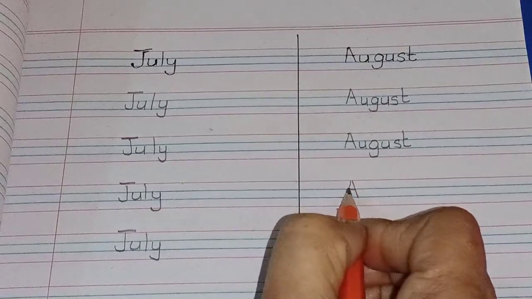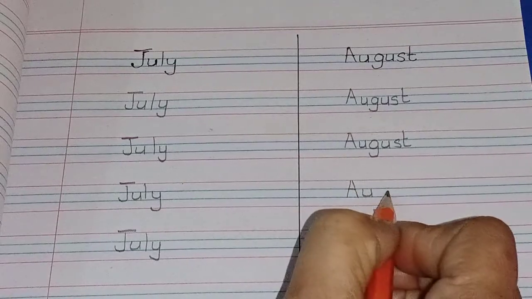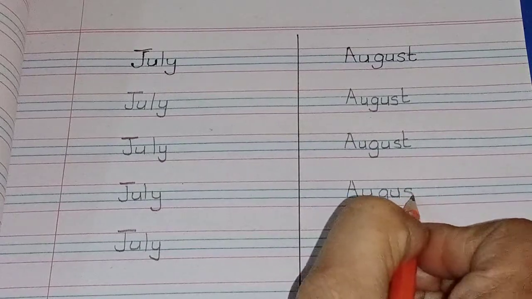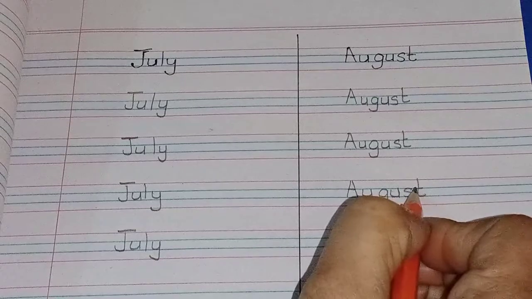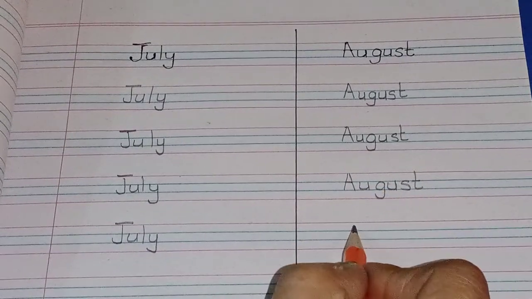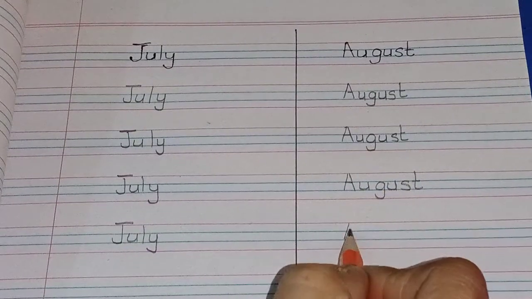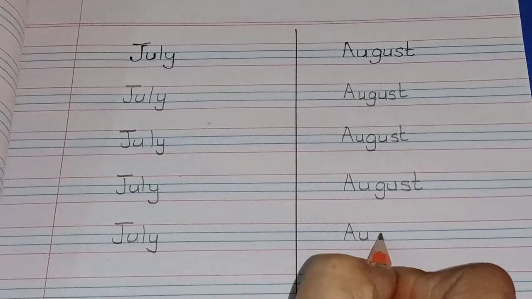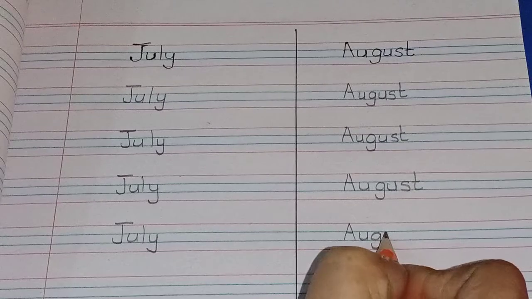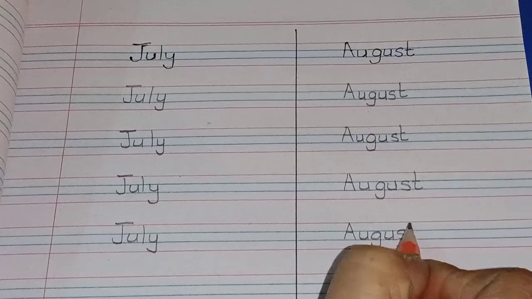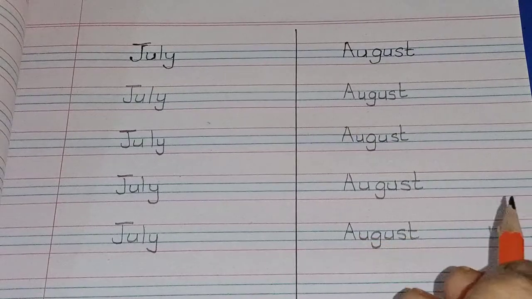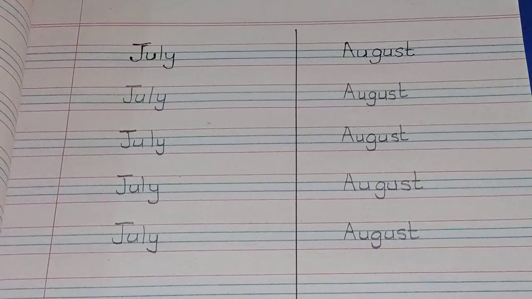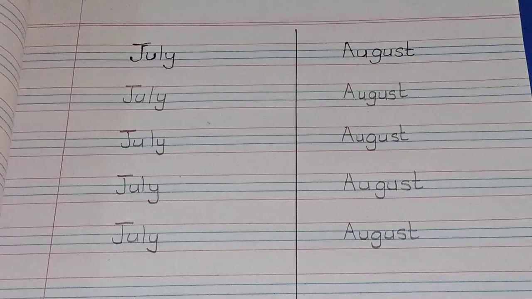A U G U S T. August. What is the spelling of August? A U G U S T. August. Children, you will complete this page at home with the guidance of your parents.